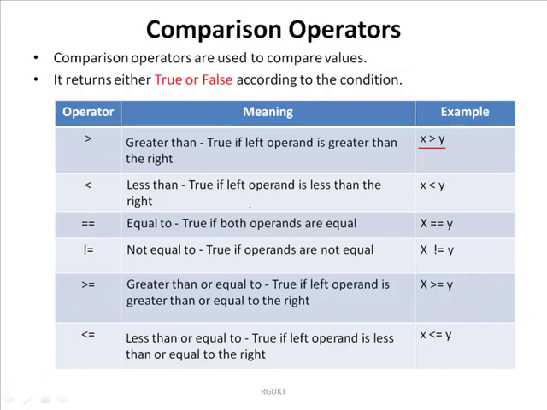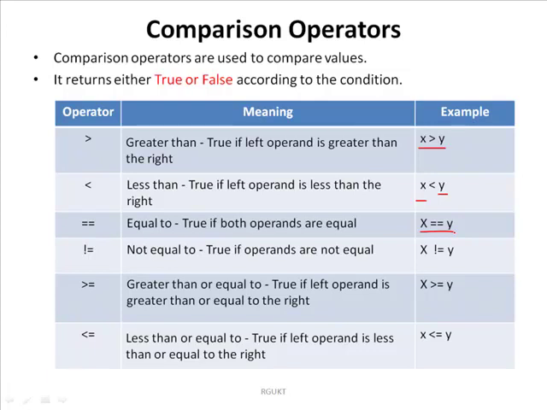Less than is true if the left operand is less than the right operand. This is the left operand and this is the right operand. If x is less than y, then the conditional value is true. Equal is true if both operand values are equal, for example x == y. For the assignment operator we use a single equal sign, but for comparison, to check whether two values are equal or not, we use the double equal sign. Both are different. Let us take an example, x = 5 and y = 5. 5 is equal to 5, so that comparison is true, and it returns true.